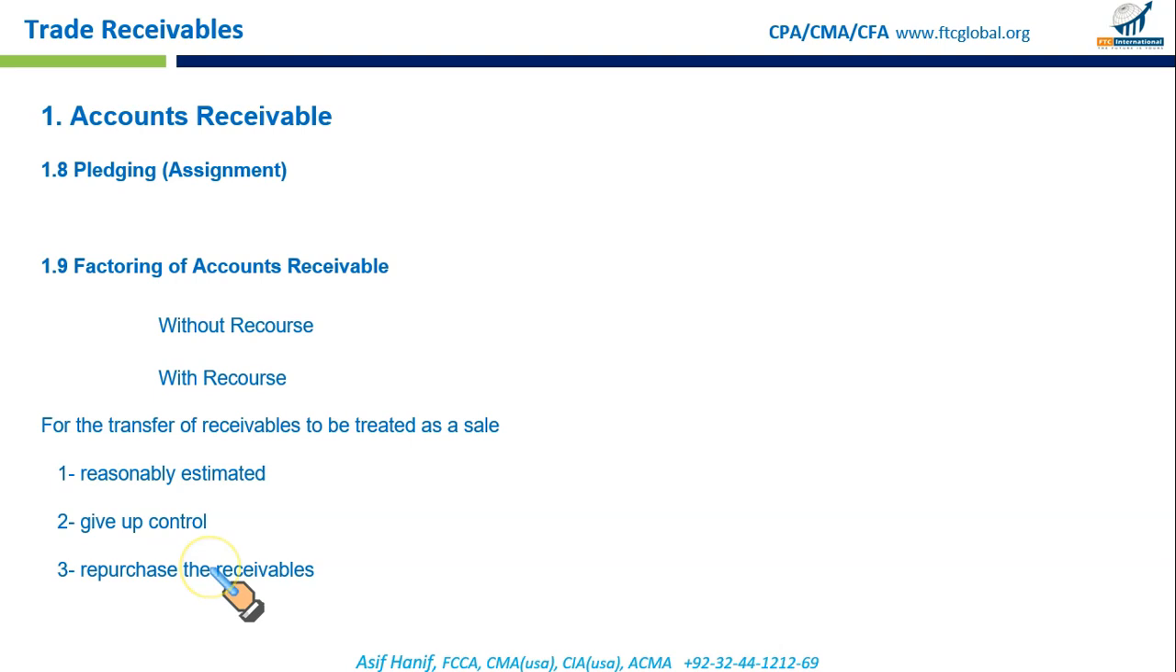Yes, but they can replace them with similar receivables, but they cannot be required to repurchase. So if these conditions are not met, the transaction is not considered a sale, rather it is treated as a loan. Then we have the last topic under Unit 1, Accounts Receivable: securitization. Securitization occurs when a company transfers accounts receivable to another entity, like a trust.